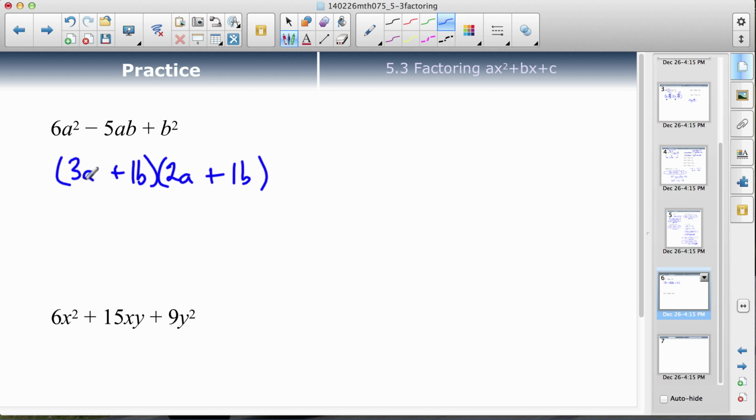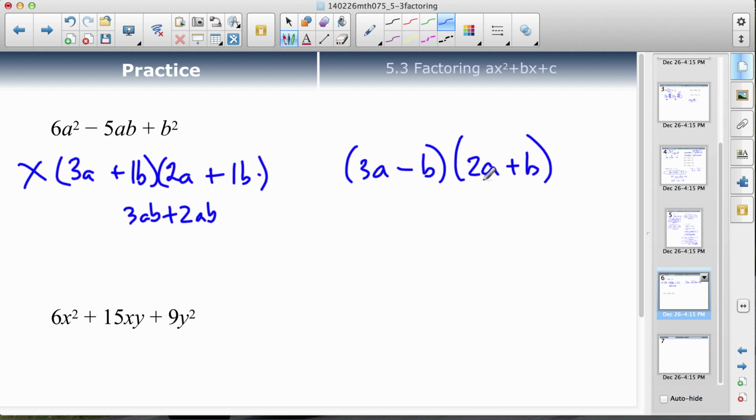So 6a squared plus 3ab plus 2ab, right? Because you're multiplying. 1 times 2 is 2ab. 3 and 2 give me a positive 5. Well, they want a minus 5. Oh, I forgot that rule. If this one's positive, signs have to be the same, and they both have to be negative. So I should have gone 3a minus b and 2a plus b.